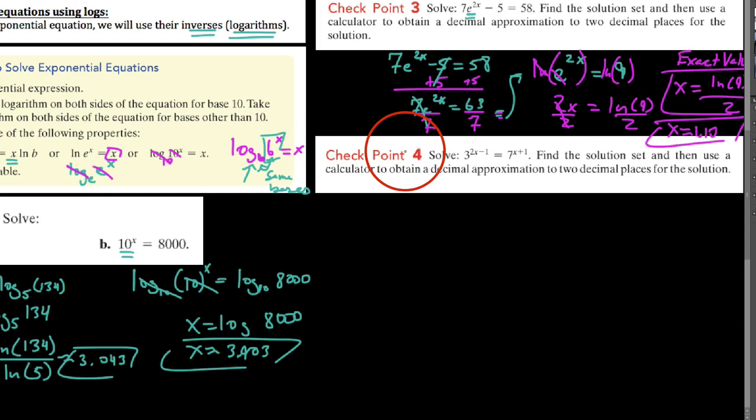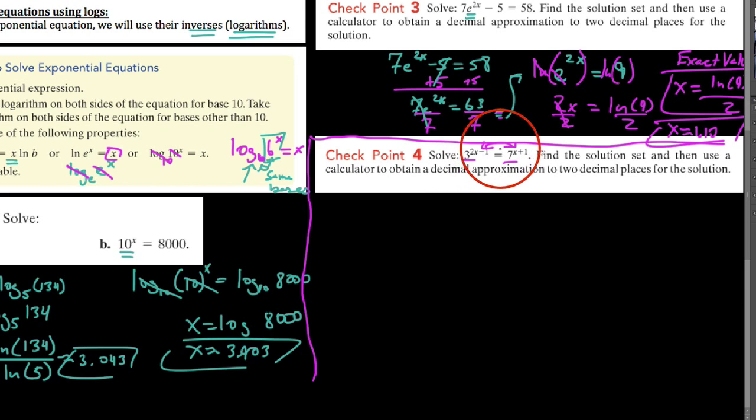So now, for checkpoint number 4, what I want everybody to see here is that we have two exponential expressions. So I'm going to be the first to tell you that this particular instance is going to involve some heavy algebra. But when you have two exponential expressions and they do not have the same bases, this is not one-to-one.